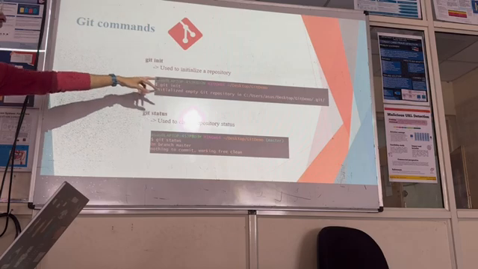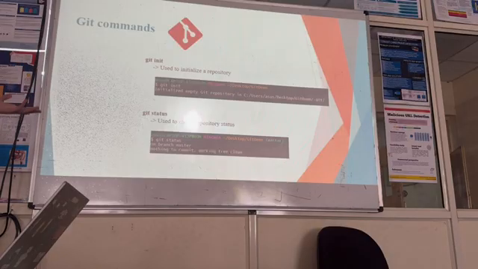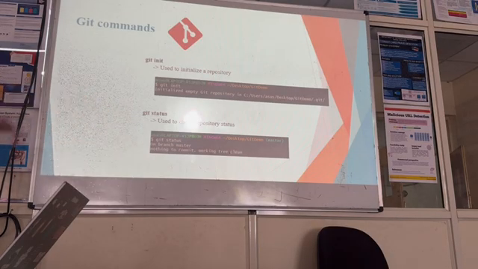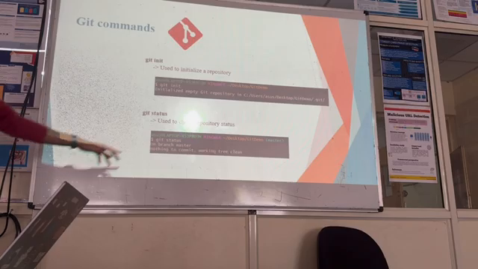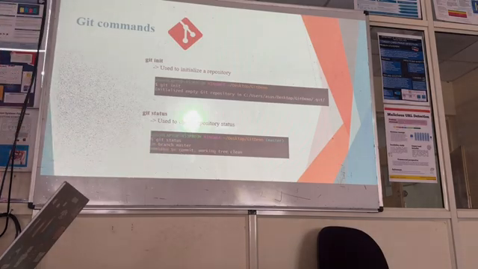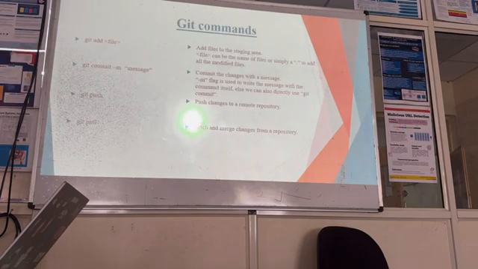So git init is used to initialize a new repository. Git status is used to check the repository status, whether there is something new to commit in the repository or something new to upload. Like here it says nothing to commit, it means there is nothing in the commit section, so there is nothing new to add to the repository. Similarly, there are more commands.